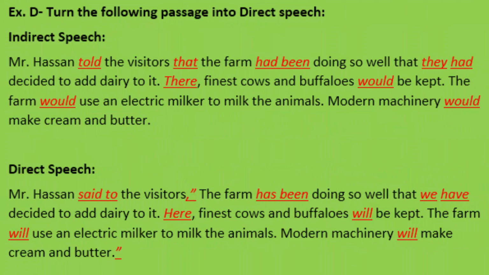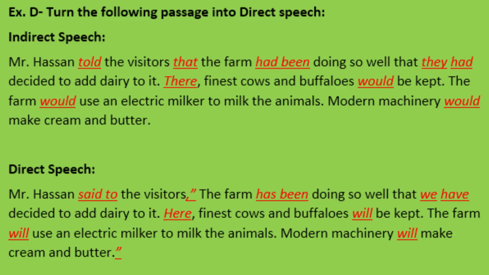Here you are. Exercise D, turn the following passage into direct speech. We are given indirect speech here. Mr. Hassan told the visitors that the farm had been doing so well that they had decided to add a dairy to it. Their finest cows and buffaloes would be kept. The farm would use an electric milker to milk the animals. Modern machinery would make cream and butter.